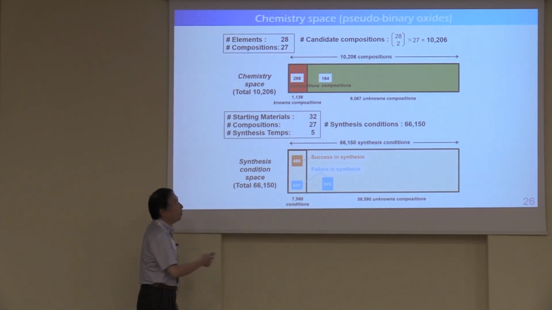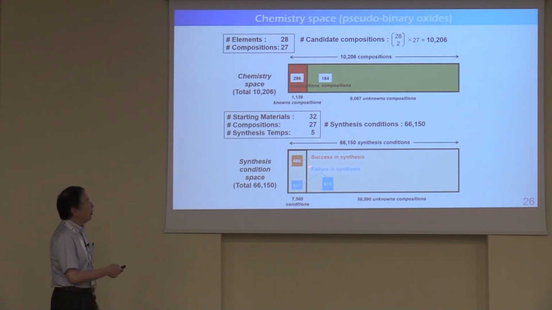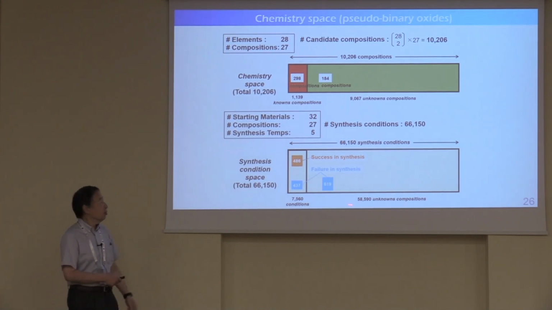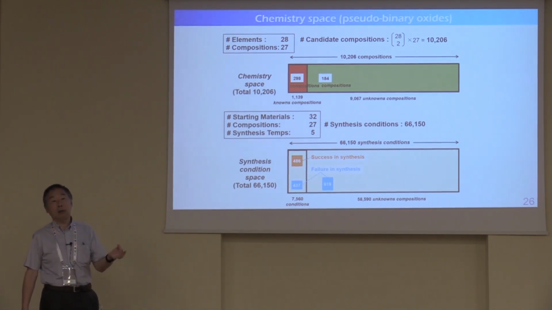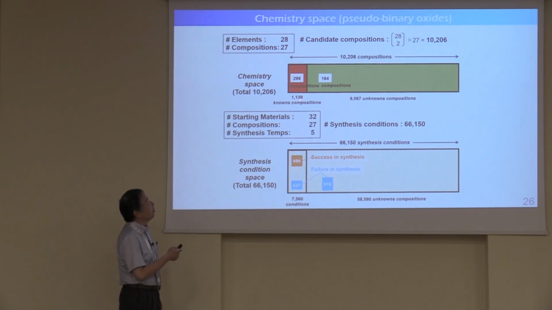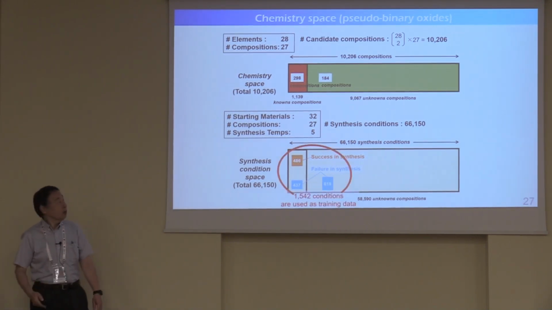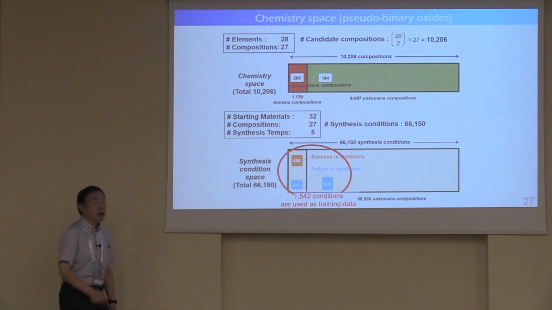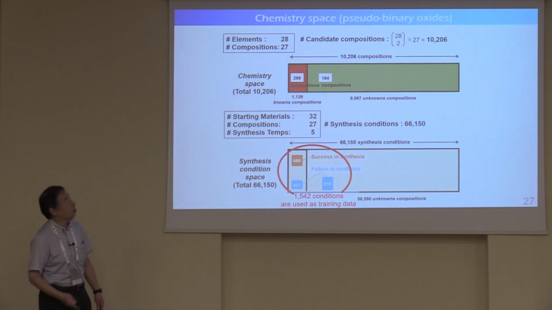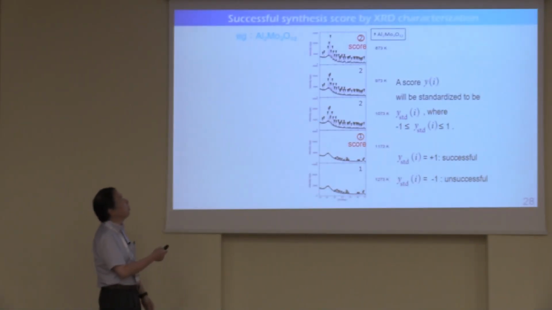But in this area, which corresponds to the unknown compositions, we failed to synthesize the target composition material 100% of the time. It means we succeeded 0%. So it is in agreement with our initial guess that it is very difficult to synthesize something new in this zone. But anyway, we took these 1,500 data as training data and put them into the tensor decomposition technique. For the tensor decomposition, we used these X-ray results.